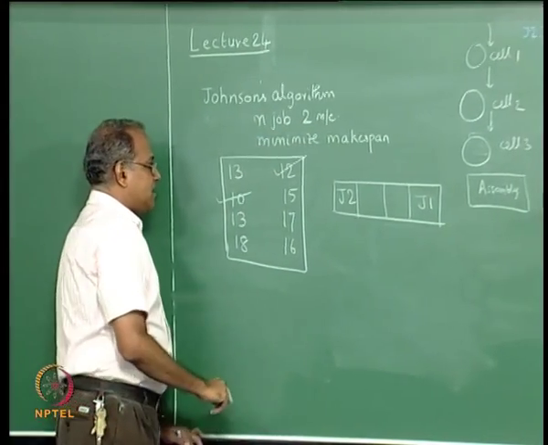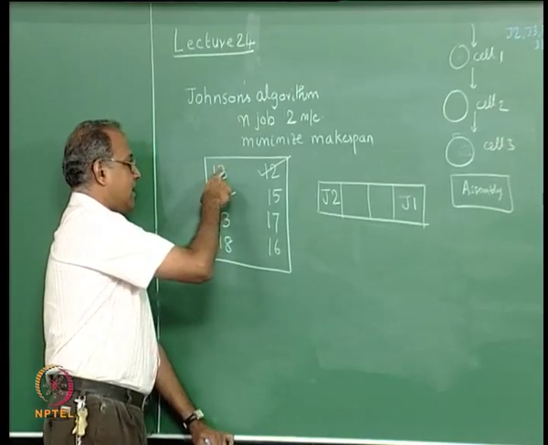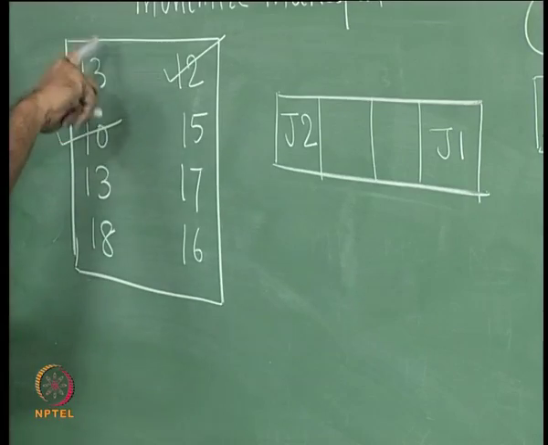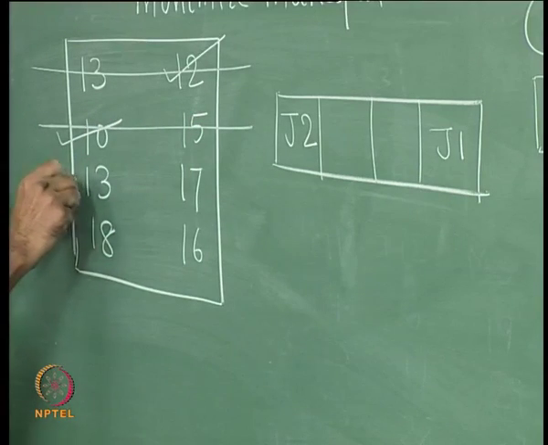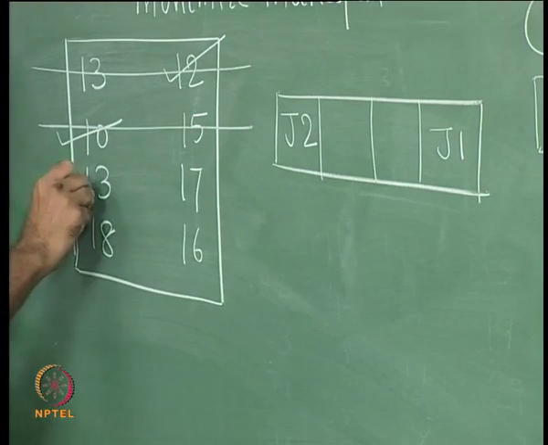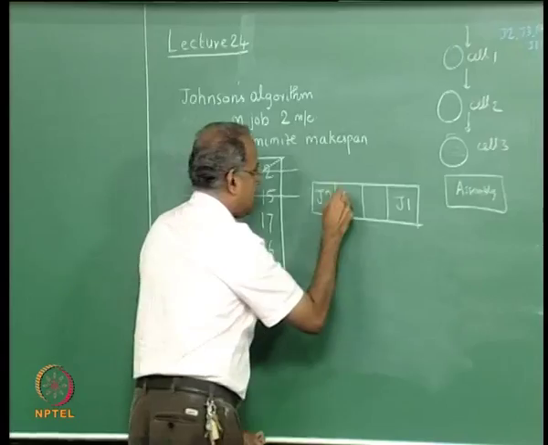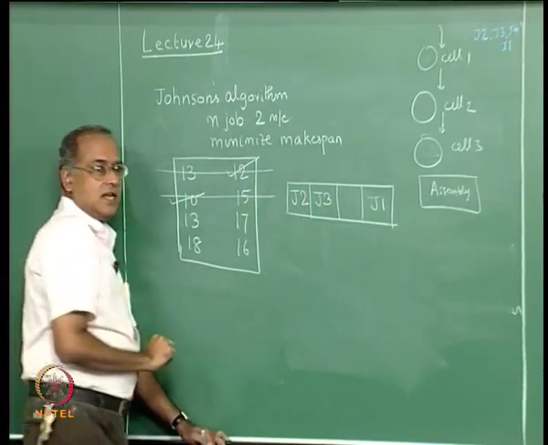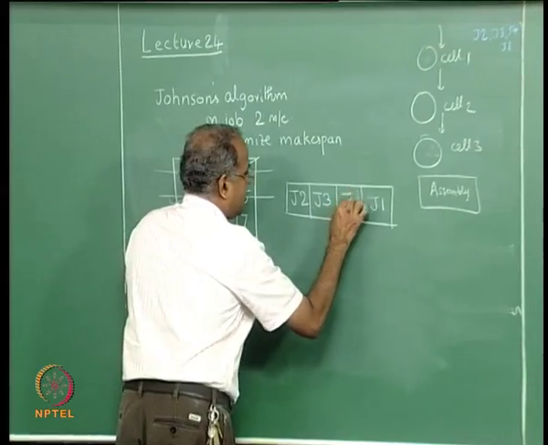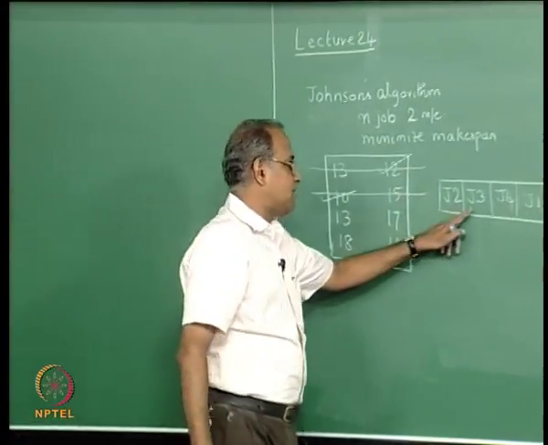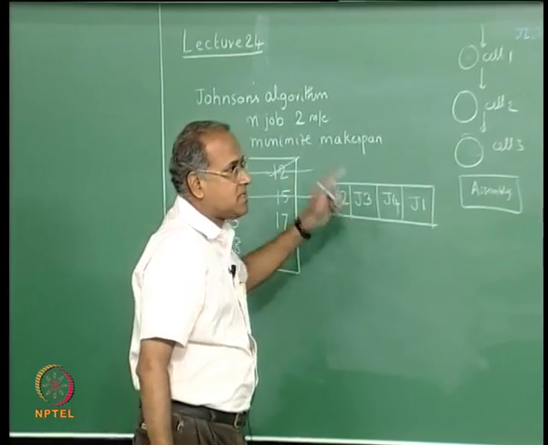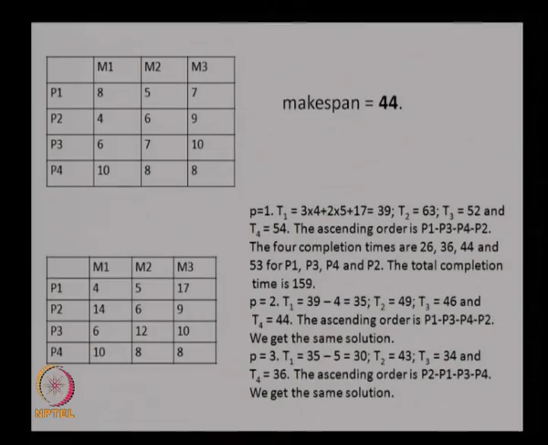The third smallest happens to be either here or here. There are no, this is over, this is over. So the third smallest happens to be here, which is J3, which is again on the first machine. So J3. The last one that is available is J4, which goes here. So we get the same sequence, and when we apply the same sequence to that data, we will get the same 44.